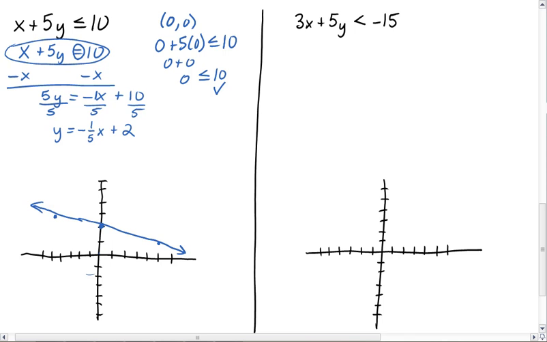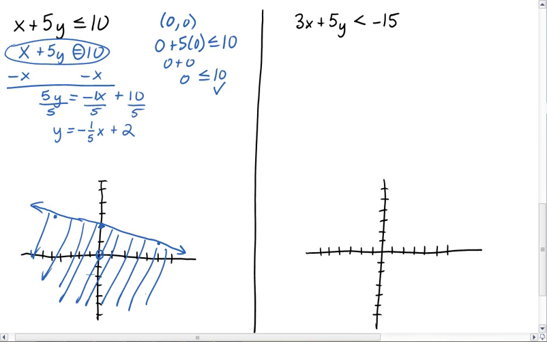That means that 0, 0, this point right here, needs to be in the shaded region. So I'm going to shade everything in this area. Everything down here is part of the answer to this inequality. Any point that you pick here, you can substitute in and it'll work. All right, I've got 2 minutes left. Let's do one more. Here we go.